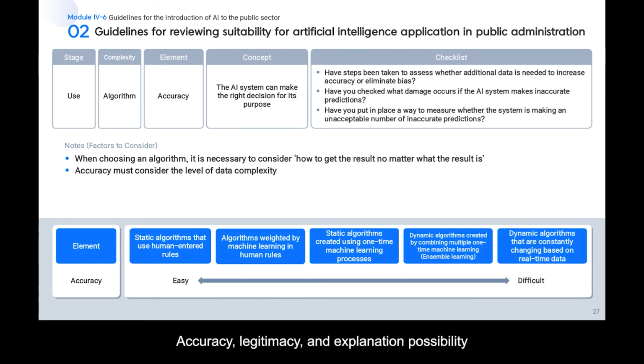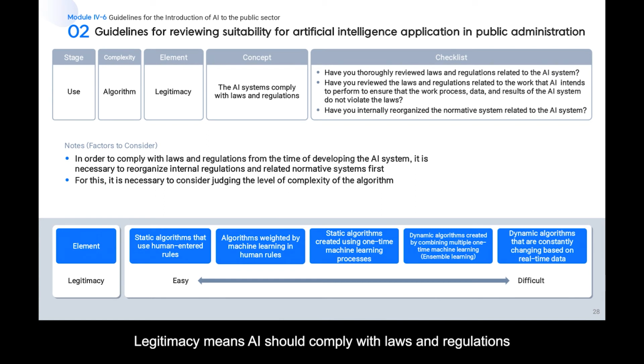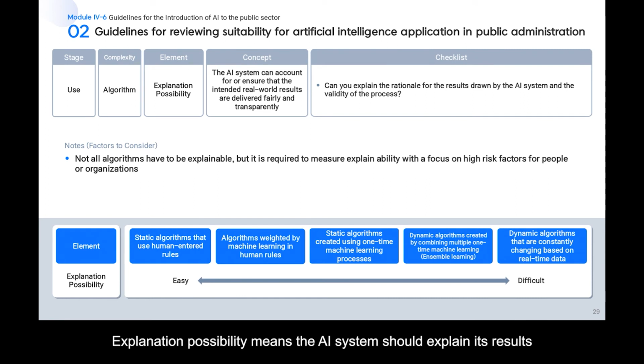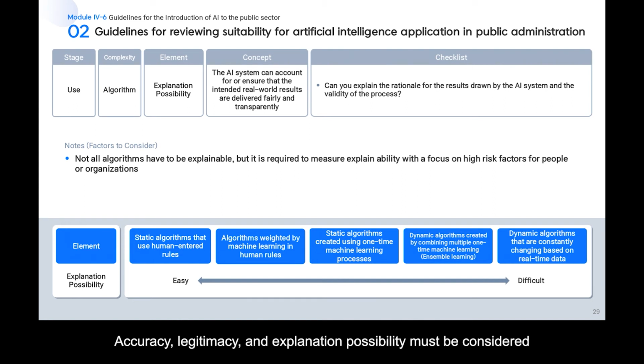Accuracy, legitimacy, and explanation possibility are related to the algorithm in the use stage. Accuracy refers to the right decision for the AI's purpose. Legitimacy means AI should comply with laws and regulations. Explanation possibility means the AI system should explain its results. Accuracy, legitimacy, and explanation possibility must be considered with the complexity level of the algorithm.